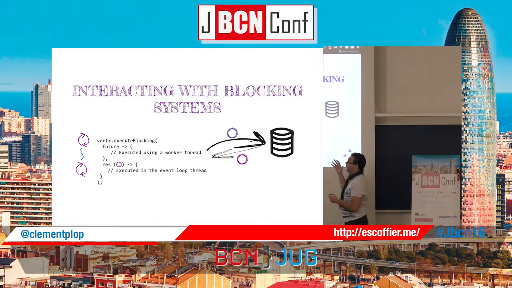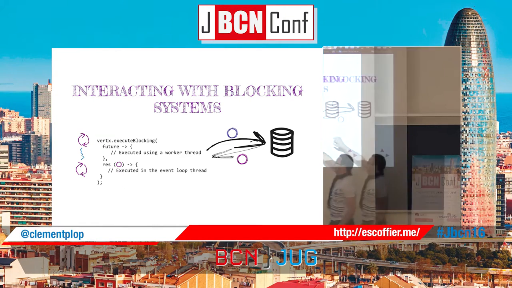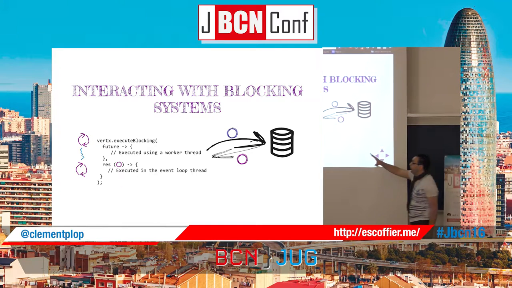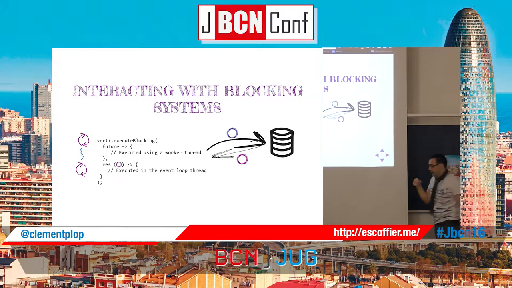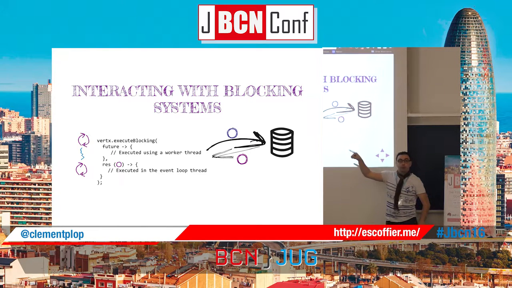It's called executeBlocking. executeBlocking is called in the event loop, where you are not allowed to block. Remember it. You will get a first function, and this function will be executed in another thread, which is named the worker thread. This thread does the blocking work, dealing with JDBC or whatever. When it has completed, you report the completion or failure on this future object, and then it will call this function in the event loop. So you don't block, you just delegate the blocking work to someone else. With this you can integrate with JDBC obviously, but any blocking system.